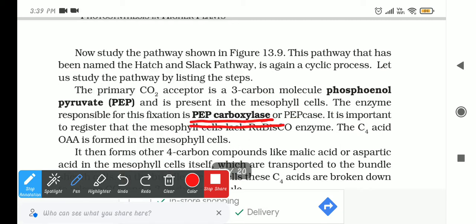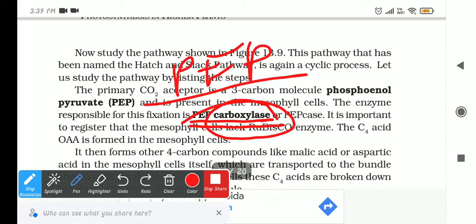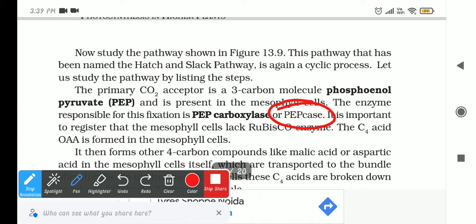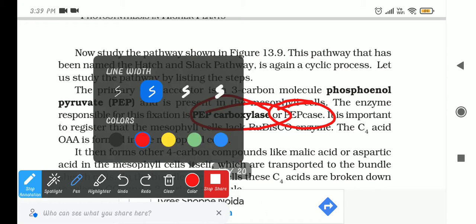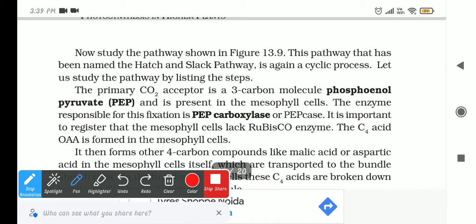Very simple to learn, because who will carry out the fixation of PEP? PEPcase will do it, right? So you can say PEPcase, or you can say PEP carboxylase. It is important to register that the mesophyll cells lack rubisco. They don't have that enzyme, rubisco, that we discussed earlier.